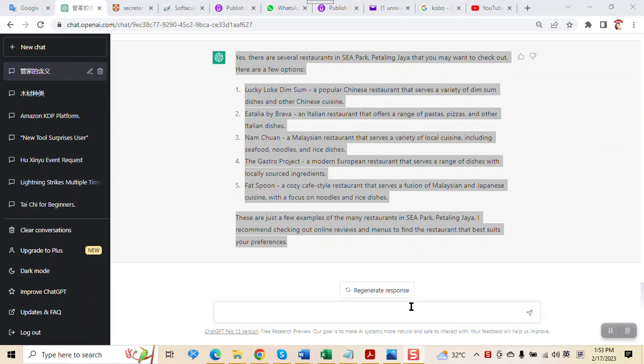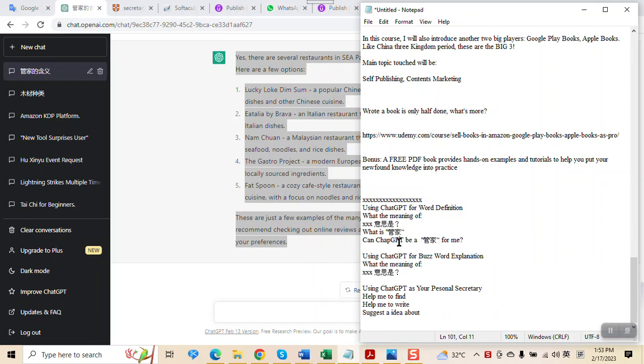You can use the word ChatGPT as the word definition, something like the dictionary. You can ask the question, what's the meaning of then blah blah. If you ask what's the meaning of, they will give a definition in English. If you ask something the meaning in Chinese, they will give definition in Chinese.